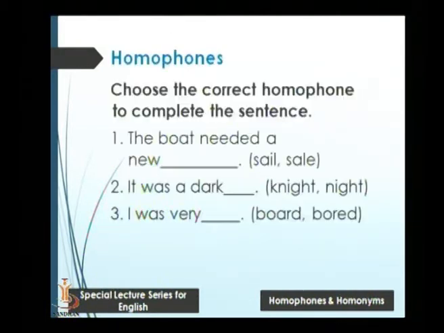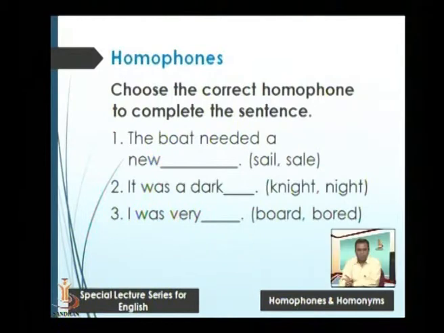Then another exercise which can be given on homophones is that you can ask the students to choose the correct homophone to complete the sentence. Give sentences, provide options in brackets, 2, 3, 4, as many homophones as possibly available. The boat needed a new dash, sail or sale. Another example, it was a dark dash, 2 options, knight, comma, night. Third, I was very dash, bored, B-O-A-R-D, or bored, B-O-R-E-D.